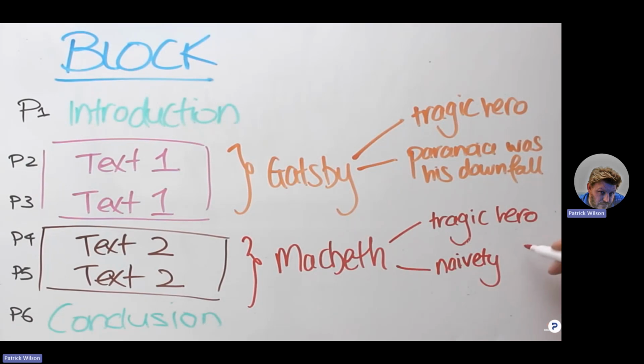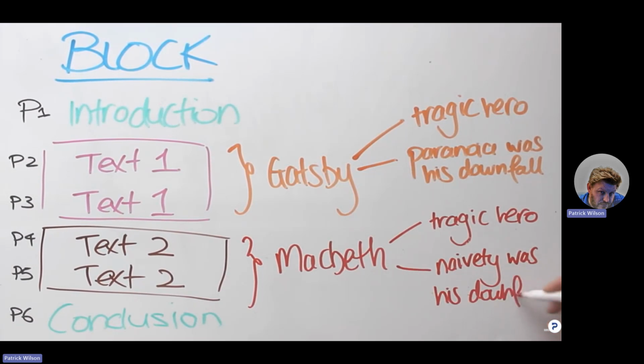Gatsby ultimately undergoes a downfall because of his naivety. And I know I've written paranoia there. I'm so sorry, I got confused between the two texts. So try not to do what I did, where you accidentally switch up the two. Paranoia should be under Macbeth and naivety is under Gatsby. So this is what a block structure would look like.